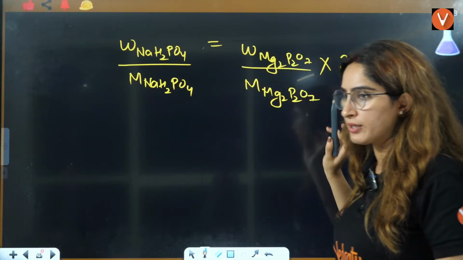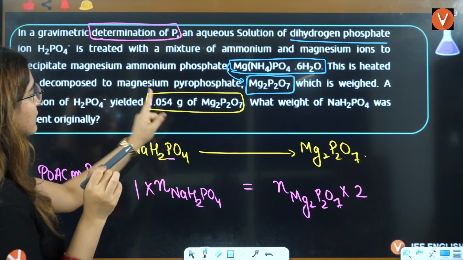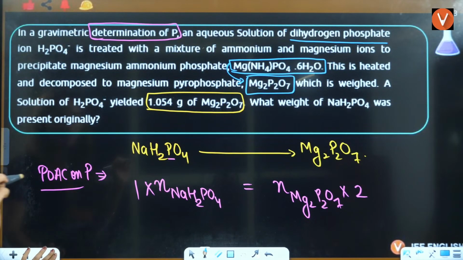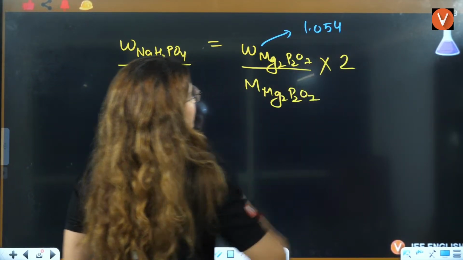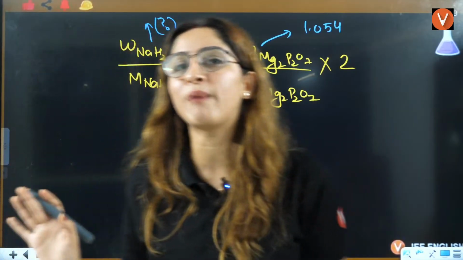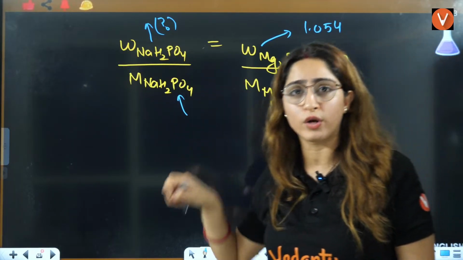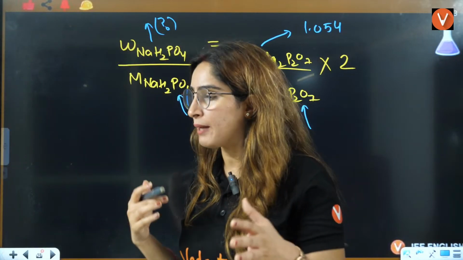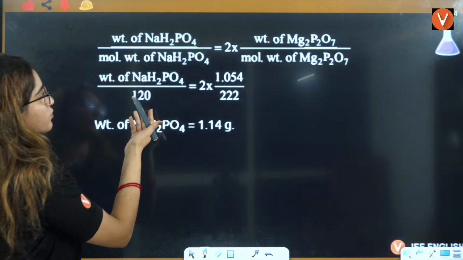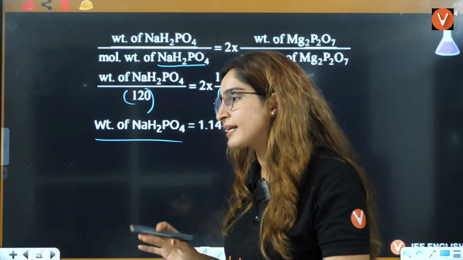How many of you got this particular thing here? Now, they have given you that this much of Mg2P2O7 is formed, 1.054. This you can calculate, this you can calculate, and this is what they have asked you. So easily, by putting all the values of molar mass here, you can solve for the weight of NaH2PO4. Is that clear how to apply POAC in these kinds of situations? You just put in the weight here. The molar mass is 120 here, and 222 here. Put them in and you will get the weight of the reactant that was there.